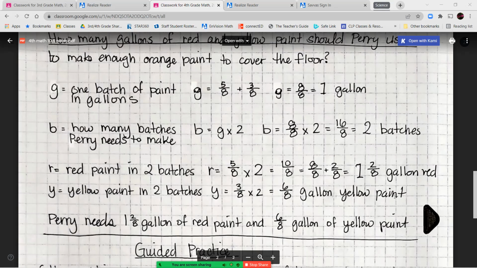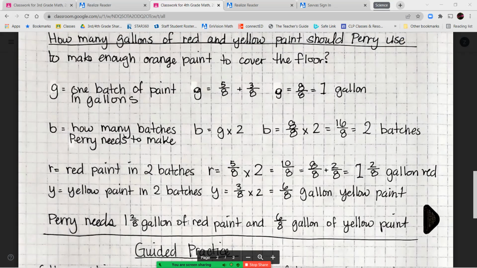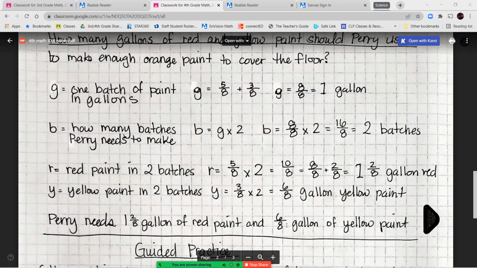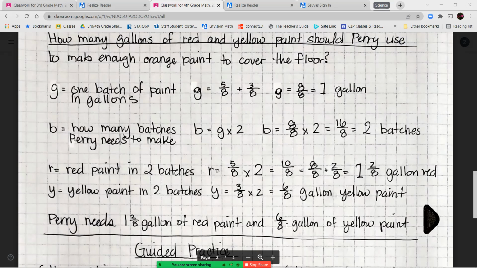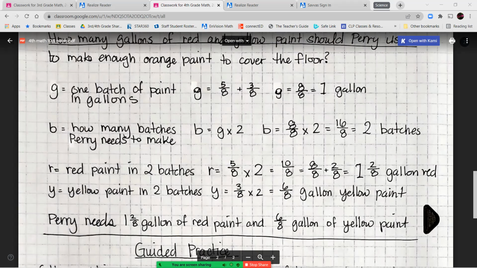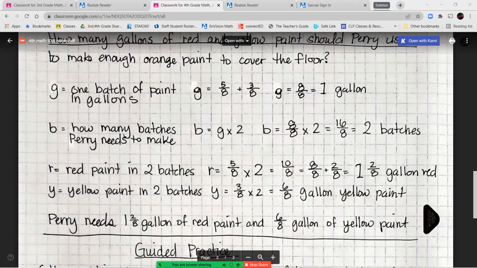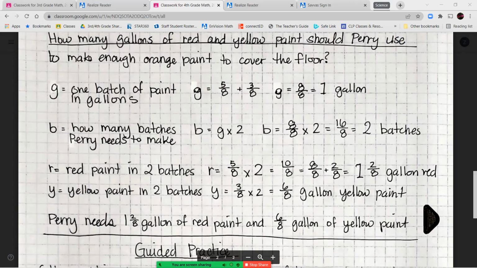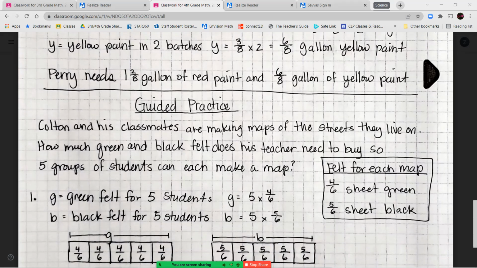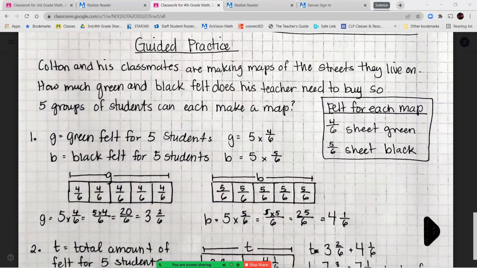Now altogether, he needs the 1 2/8 gallon of red paint and the 6/8 gallon of yellow paint to cover the entire floor. Now, if we want to find the total of both of these, we can add these two together, and we're still going to come up with 2 gallons. So 1 2/8 plus 6/8 is going to give us 1 8/8, which is the same thing as saying 2 whole. All right, let's take a look at our guided practice.